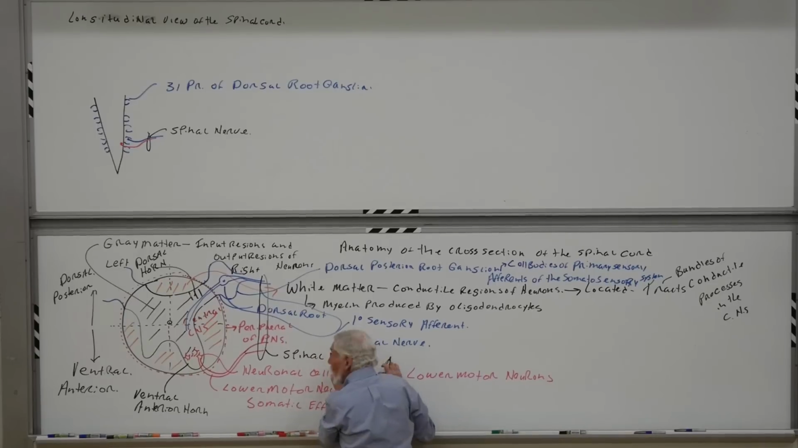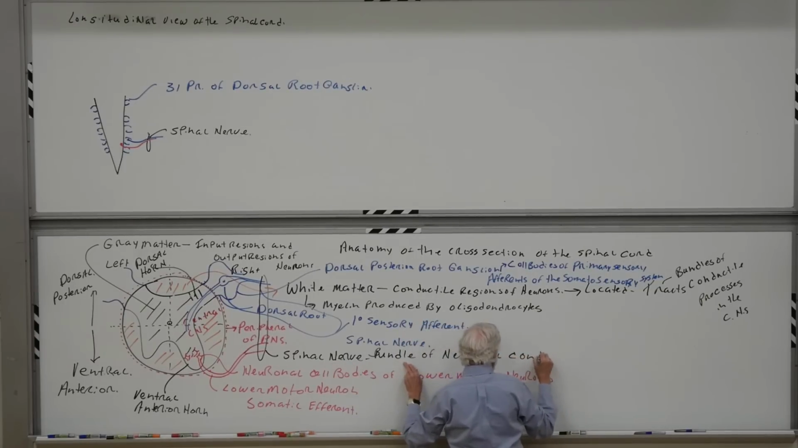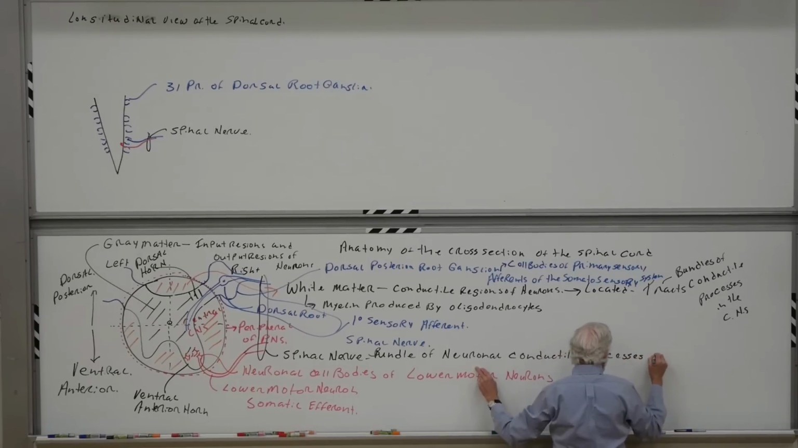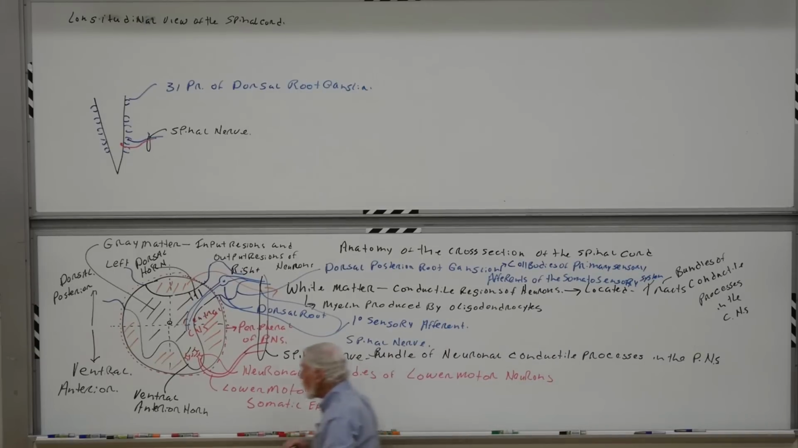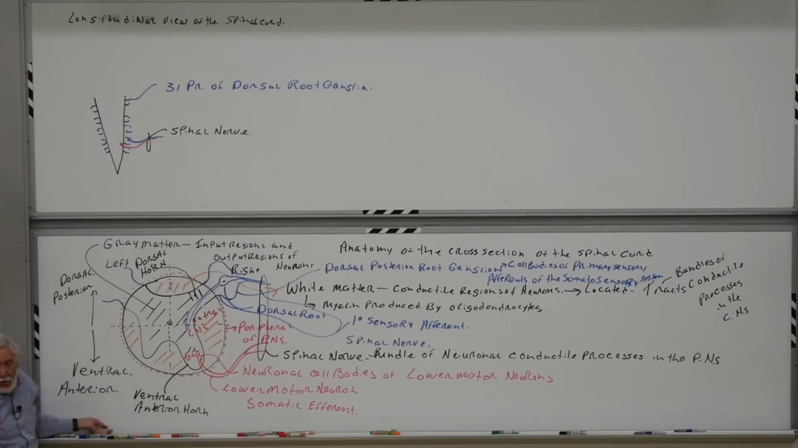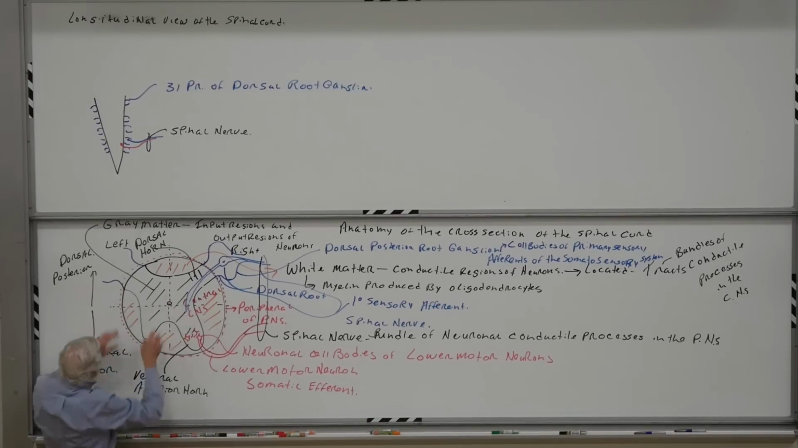And again, here's the nomenclature. When we talk about a nerve, we mean a bundle of neuronal conductile processes in the peripheral nervous system. Later we'll see that there'll be bundles of axons, conductile processes in the central nervous system. Those will be tracts. So tracts are bundles of conductile processes in the central nervous system, and nerves are bundles of conductile processes in the peripheral nervous system. So that's the overall anatomy.